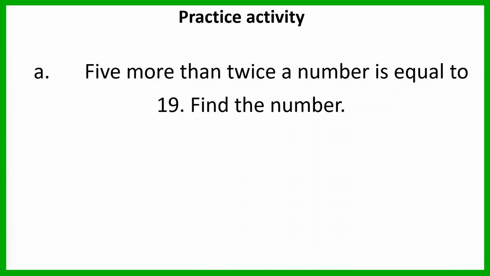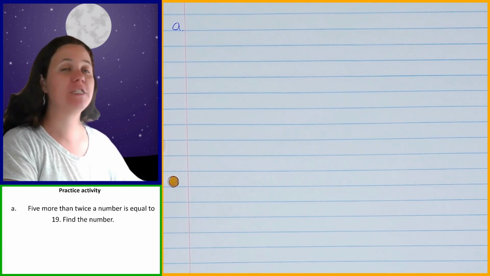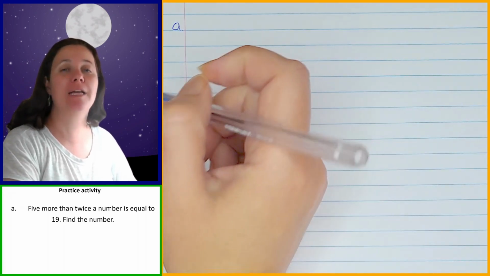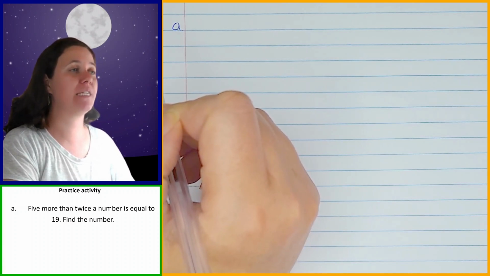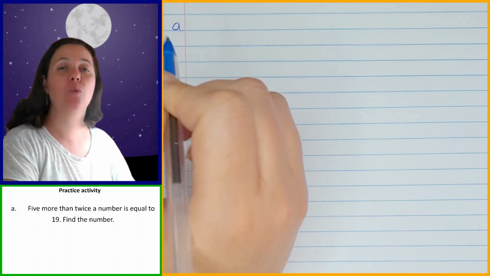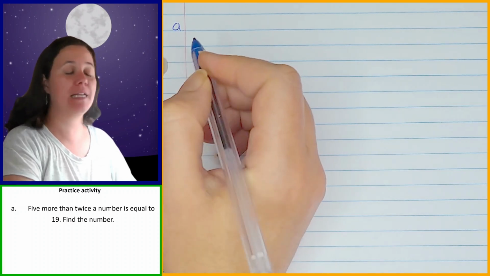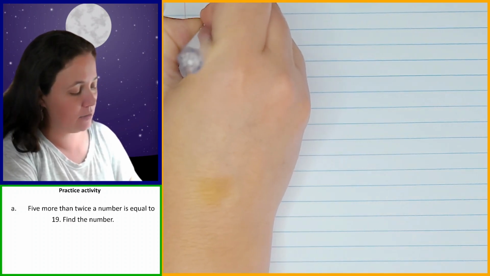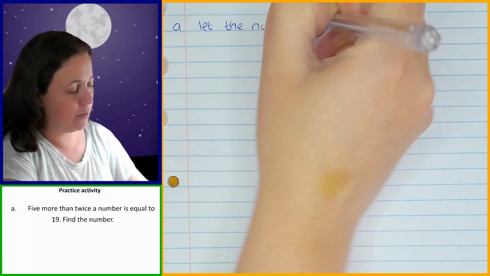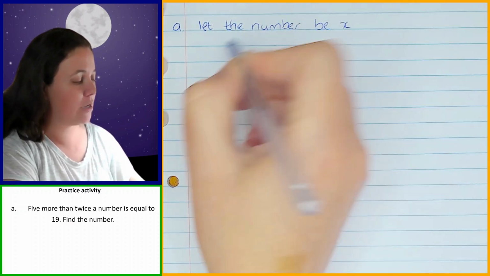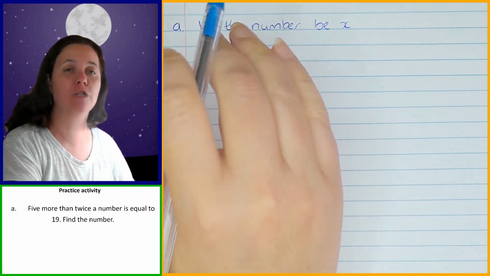Okay, so let's go through that question. So the first thing you have to do is express your unknown in terms of x. Over here, we've been told 5 more than twice the number is equal to 19, and we need to find the number. There's only one unknown value in this question, and that is the number. So we're going to say let the number be x. Okay, so we've made the unknown, which is the number, x.